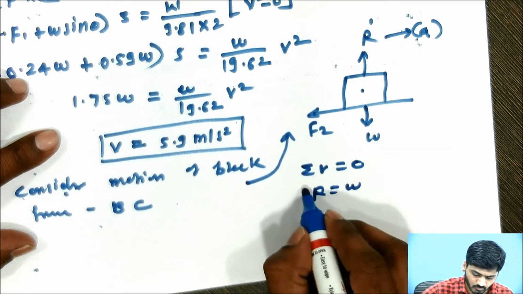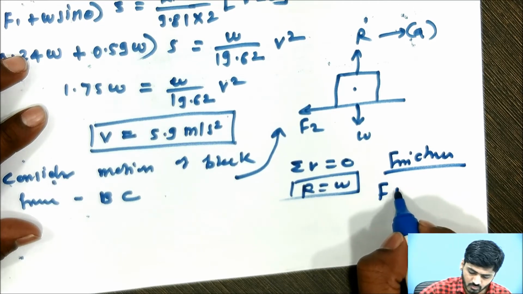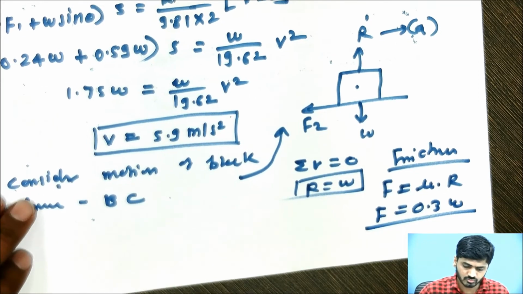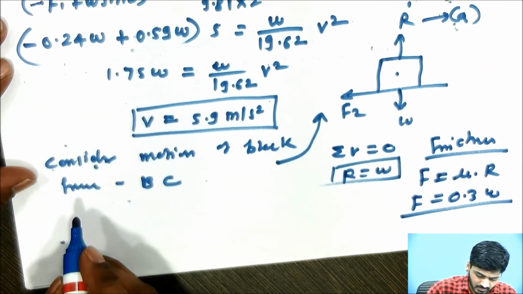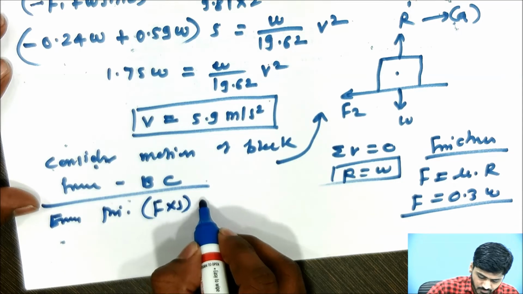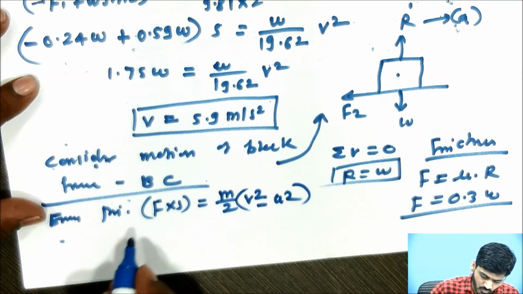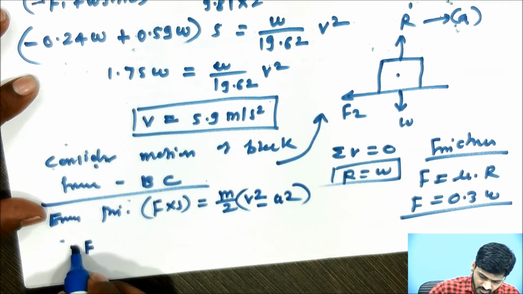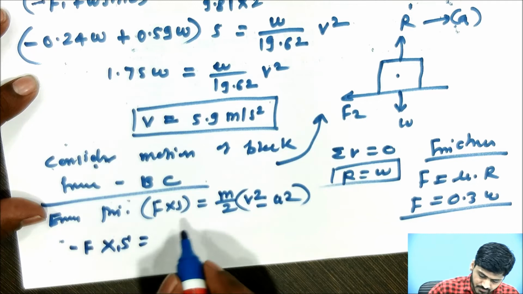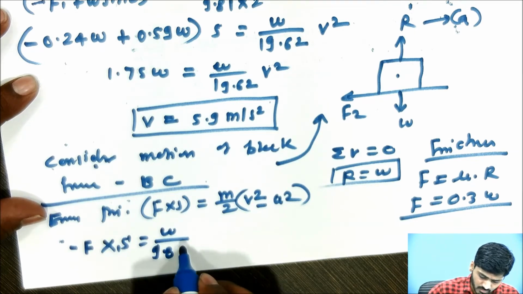so R is equal to W. Now according to the friction law, you may calculate the frictional force F is equal to mu into R, 0.3 into W, that is nothing but your F. So similarly you may apply the energy principle. Energy principle, all of you know, F into S is m by 2 into V square minus U square. So here horizontal forces only one, that is F negative, according to the figure, into S, that is unknown, you may calculate m by 2, that is W divided by 9.8, you may consider, into 2.